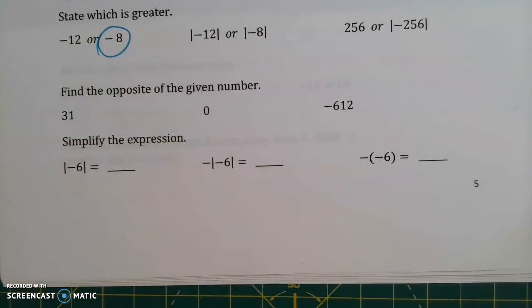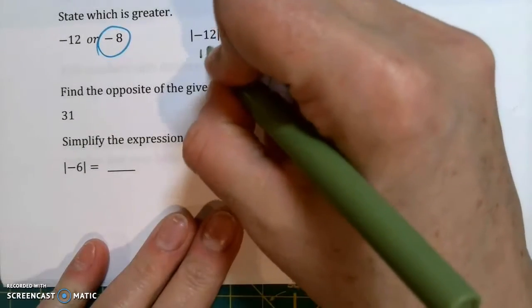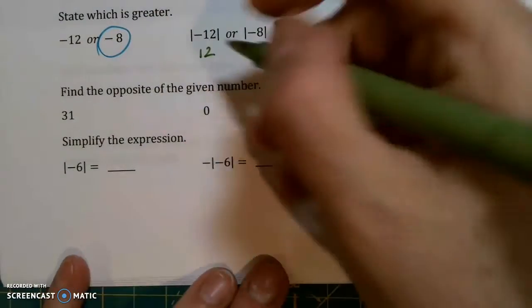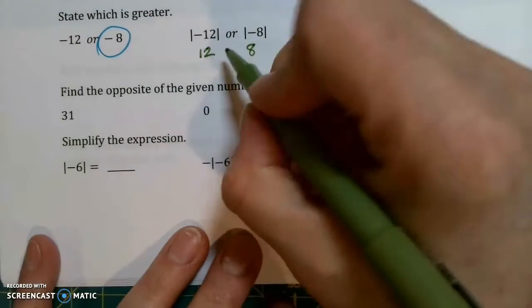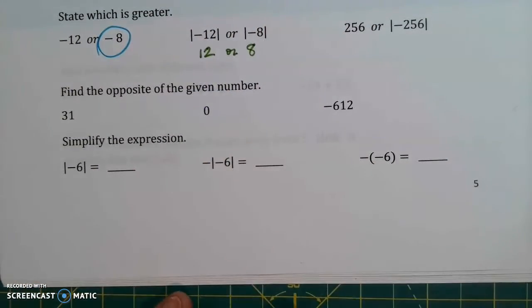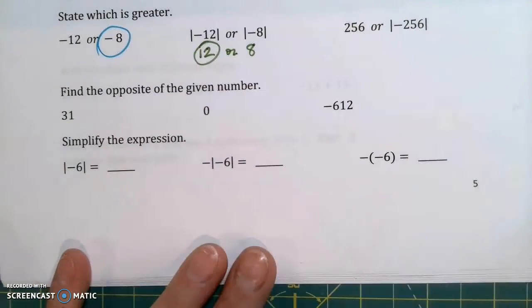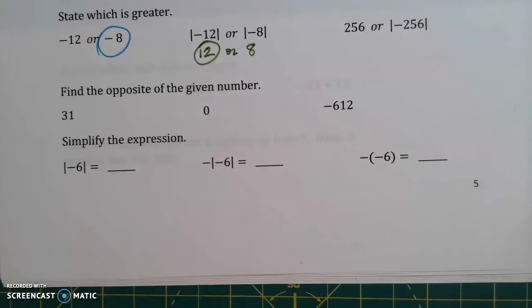On the next one, this would be 12 once I take the absolute value. This one would be 8. And now I'm comparing 12 and 8. Well, they're both positive, so 12 is going to be larger than 8, right? I want to win $12 in a lottery. That's better than winning $8.